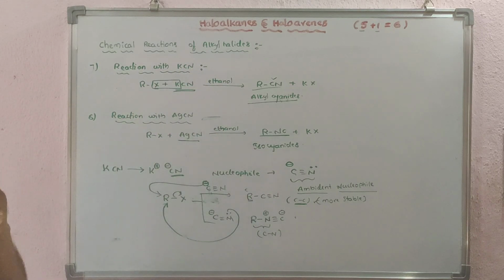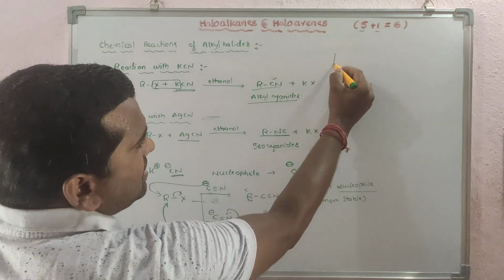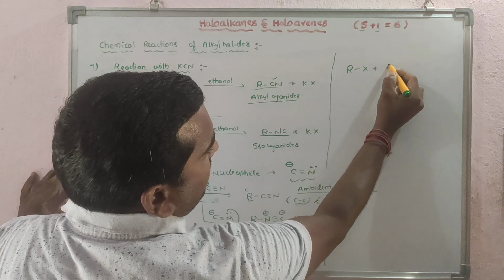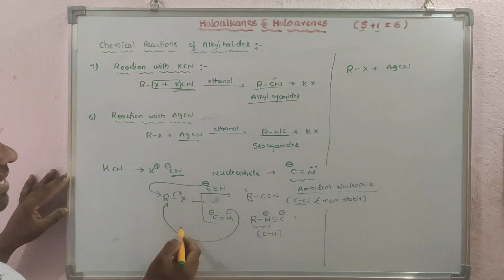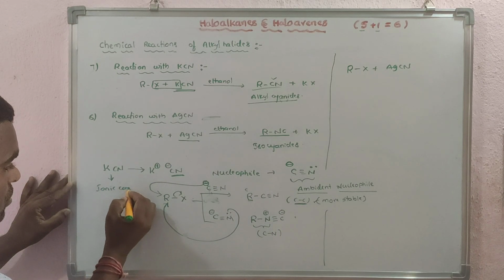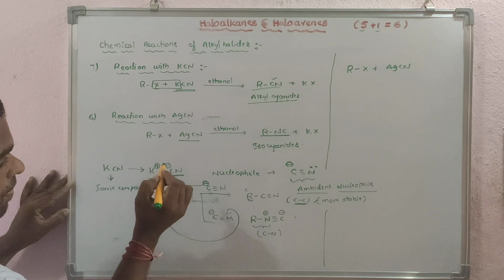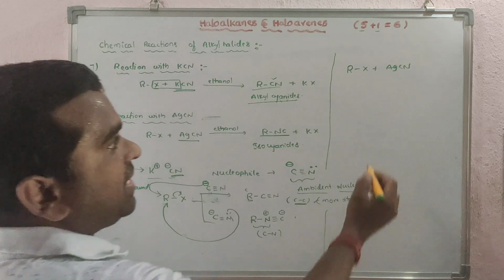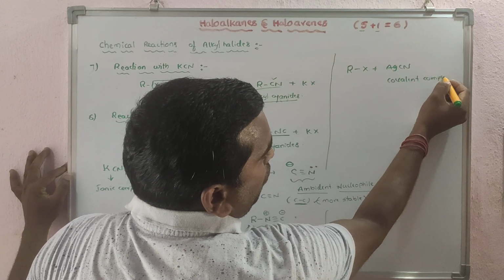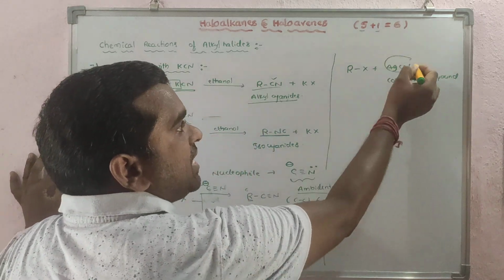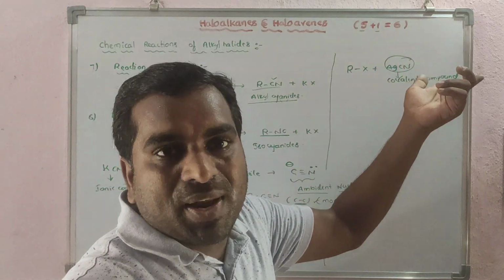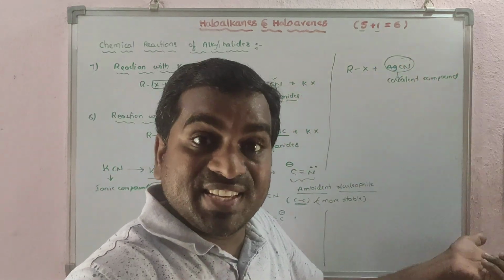Clear? But take the reaction of RX with AgCN. I already mentioned KCN is a predominantly ionic compound, so it is converted into K plus and CN minus ions. But AgCN is a covalent compound, so its dissociation into Ag plus and CN minus will not take place easily.